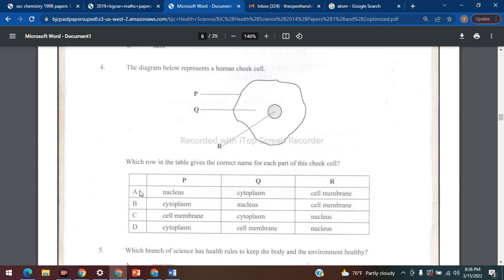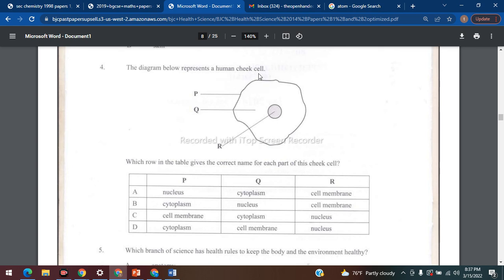Can I at least finish reading the options? So A, nucleus, cytoplasm, and cell membrane. B, cytoplasm, nucleus, and cell membrane. C, cell membrane, cytoplasm, and nucleus. Or D, cytoplasm, cell membrane, and nucleus. So they're saying C. Is C correct? Yes. C, because P is the cell membrane.